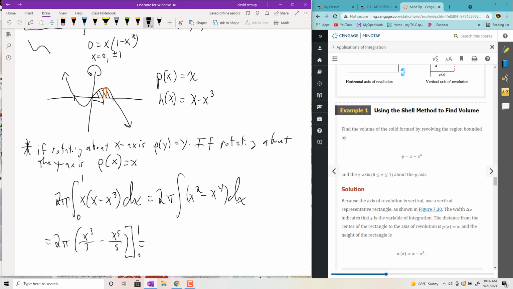Evaluate the antiderivatives at the limits of the integral. So putting in 1 first, you get 1/3 minus 1/5. Of course, put in 0, you get 0. Find a common denominator here. 5/15, 3/15. That'll give you 4/15 pi for the volume of that thingamajig.